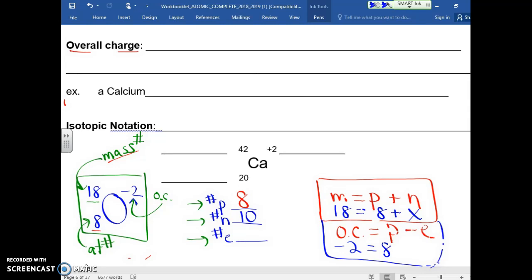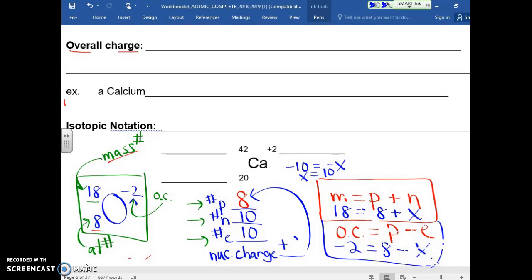Again, we have 8 protons, and we're going to solve for the number of electrons. If I subtract 8 from both sides, I get negative 10 equals negative x. In other words, x equals 10. And just coincidentally, there are 10 electrons here. Finally, what is the charge on the nucleus? What is the nuclear charge? Careful, it's not negative 2. That is the overall charge of the atom. Remember, the nuclear charge is the number of protons with a positive charge, because 8 protons have a total charge of positive 8, and that is the charge of the nucleus.